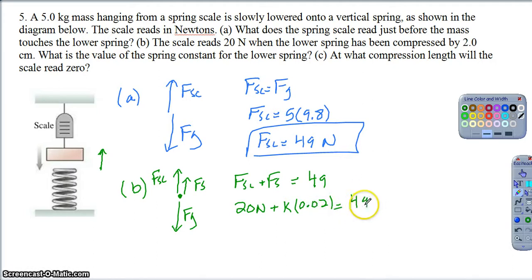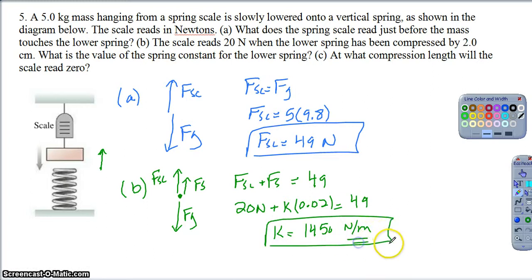So once we've set this up, not too bad to solve it, right? Just subtract 20 from both sides. We get K times 0.02 equals 29, and then dividing both sides by 0.02, I get K to be about 1450 newtons per meter, right? And keep in mind the units are very important there. We want to make sure we're comfortable with those. So it is newtons per meter. Anyway, we've got that for part B.